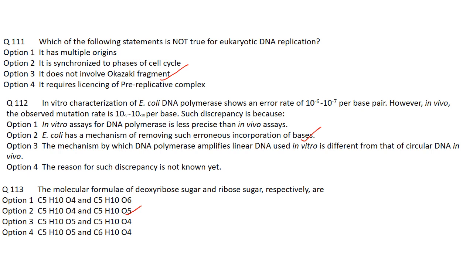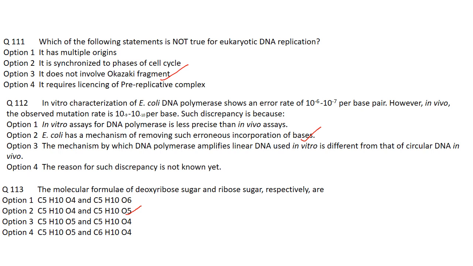Actually, they have told that in vitro characterization of E. coli DNA polymerase, it has an error rate of 10 raised to minus 6 to 10 raised to minus 7 per base pair. Whereas under in vivo condition, the mutation rate is very less. Why? So, it is because E. coli has got mechanism for removing such erroneous incorporation of bases. E. coli has got a proofreading mechanism under in vivo condition, but if you do the same process under in vitro condition, you have to provide it with proofreading activity. Only then there will be lesser error rate. Otherwise, the error rate will be more.